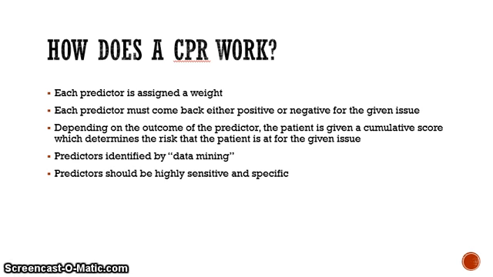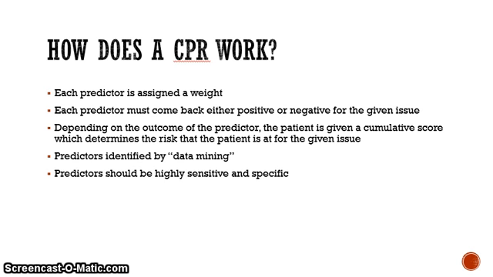How do CPRs work? Each predictor is assigned a weight. Each predictor must come back either positive or negative for the given issue. Depending on the outcome of the predictor, the patient is given a cumulative score, which determines the risk that the patient is at for the given issue. The predictors are identified by a process called data mining, which is a process of selecting, exploring, and modeling large amounts of data in order to discover unknown patterns or relationships.